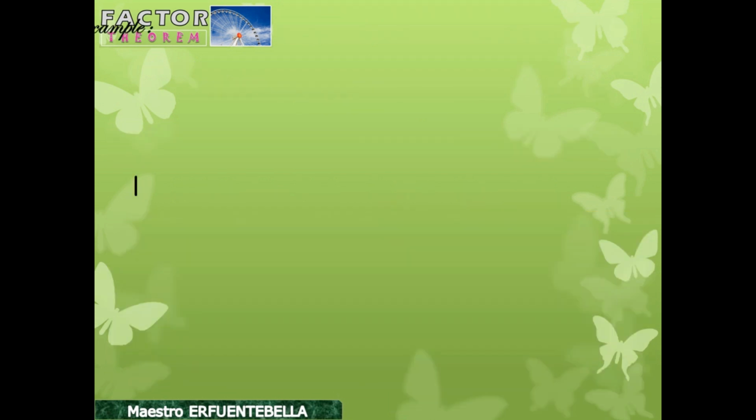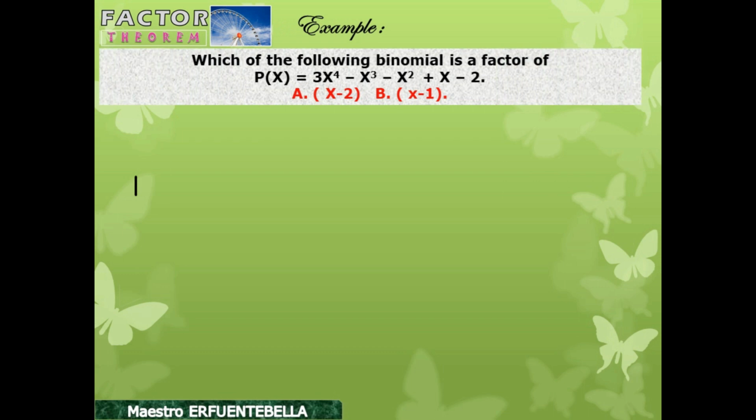So, let's take another example. Which of the following binomials is a factor of p of x equals 3x to the 4th power minus x cubed minus x squared plus x minus 2? Saan ba dito sa dalawa? Is A, x minus 2 a factor? Or B, x minus 1 a factor? To prove that, we solve by using synthetic division.